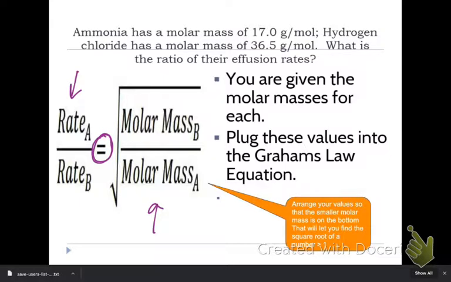We have the molar masses of each, ammonia and hydrogen chloride. Remember I said to arrange your values so that the smaller molar mass is on the bottom, which lets you find the square root of a value that's greater than 1. So the smaller molar mass, which is the 17, would go on the bottom, and the 36.5 would go on the top.